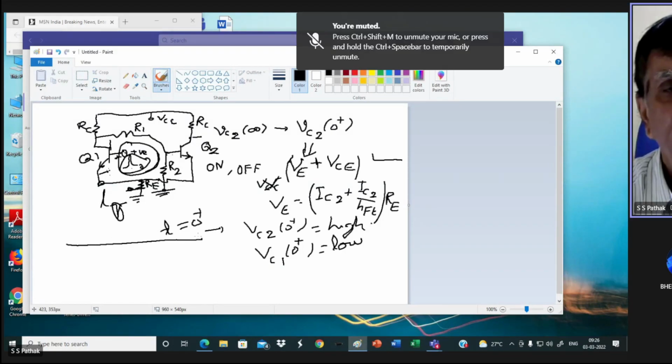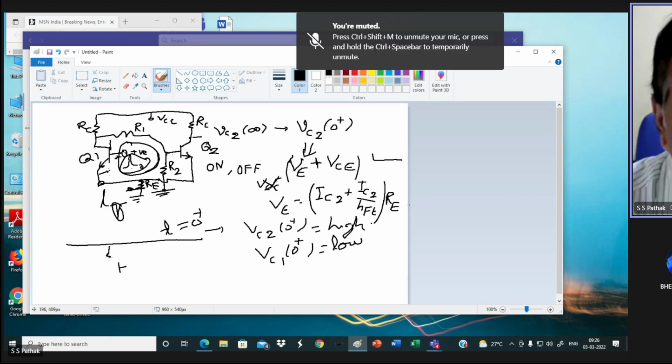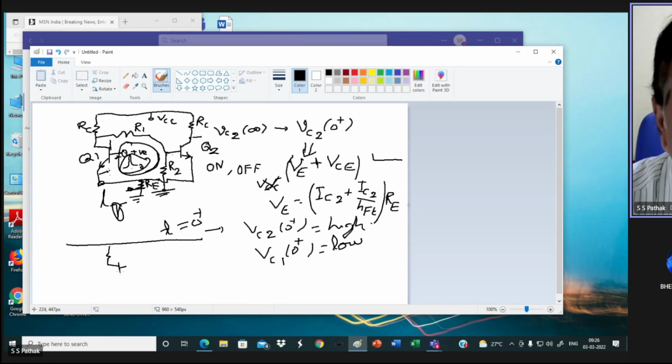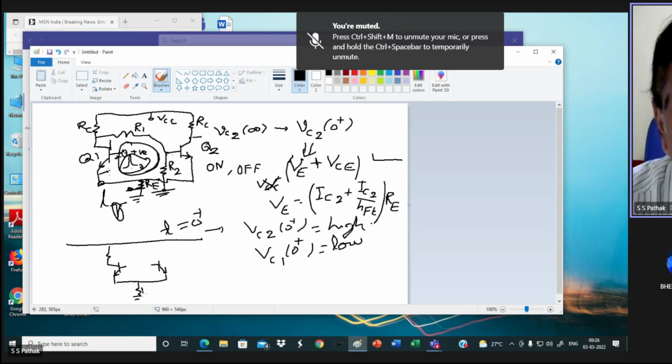Coming to monostable. Monostable is having a capacitor, so that charging will be there. Monostable, same thing, same circuit is something like that. Here is your resistance. Here is your emitter. Both the emitters are grounded through this RE.